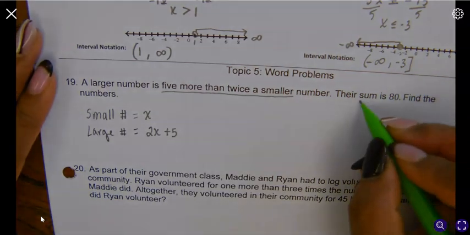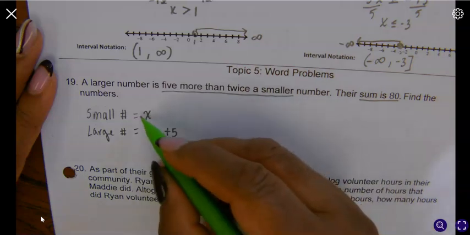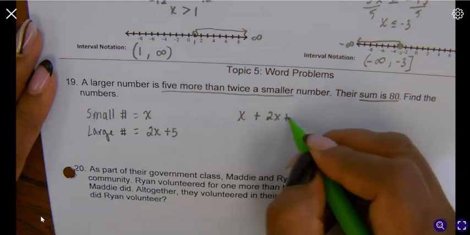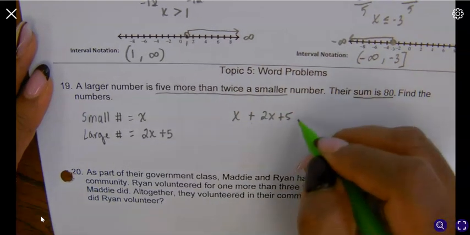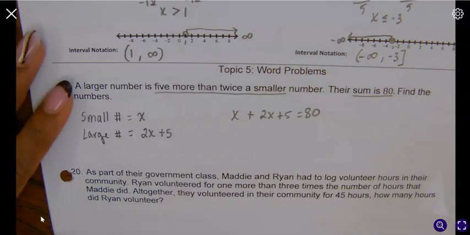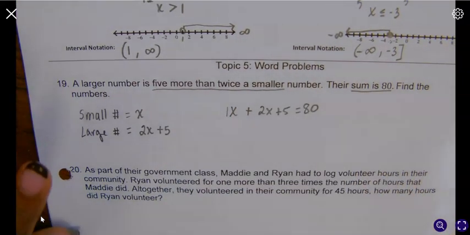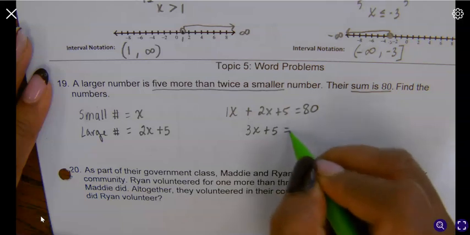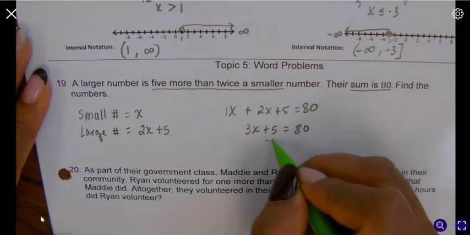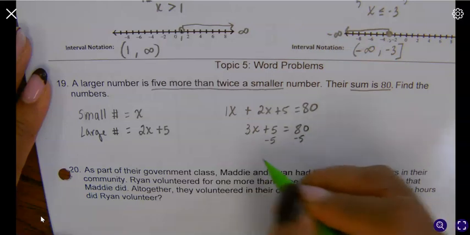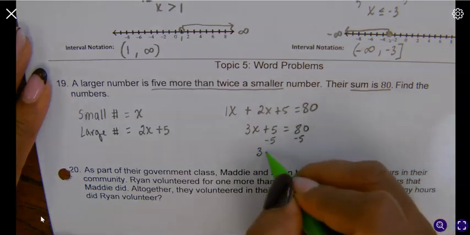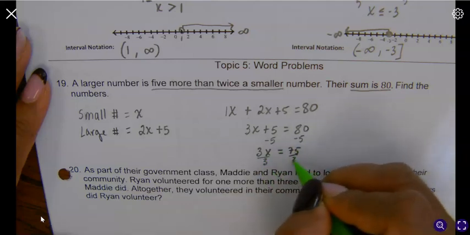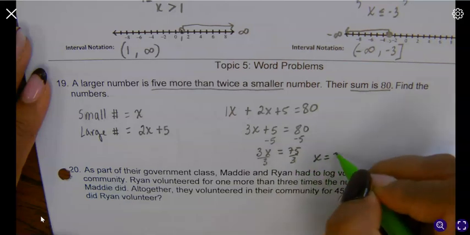Okay, now what? It says the sum is 80. So meaning that if I add the two numbers together, so if I add x and 2x plus 5, if I sum them up, that equals 80. Well, that's a pretty easy equation to solve. So 1 plus 2 is 3x plus 5 equals 80. And then subtract 5, move that over. So 3x equals 75, and then divide by 3, so I have x equals 25.